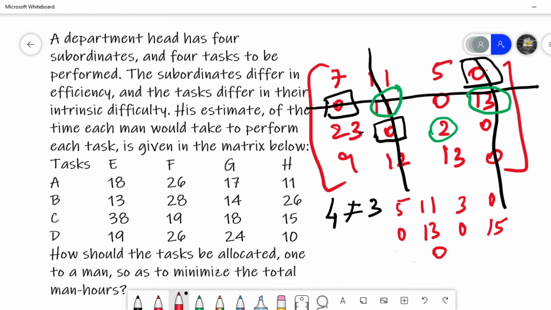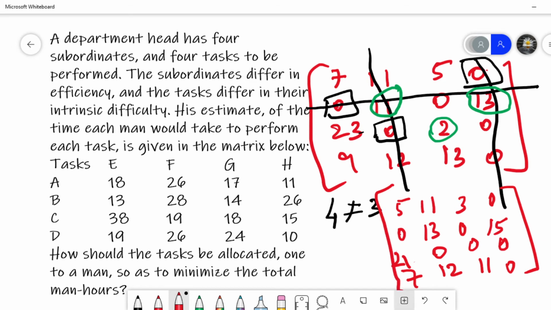Because from 23 we are going to subtract the minimum undeleted cell value. So it is 21. 2 minus 2 is 0. Next 0. Next 9 minus 2 is 7. So 12. Then 13 minus 2 is 11. Next 0. So this is the current matrix.